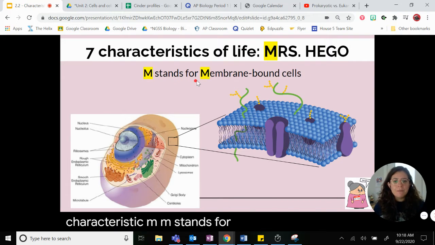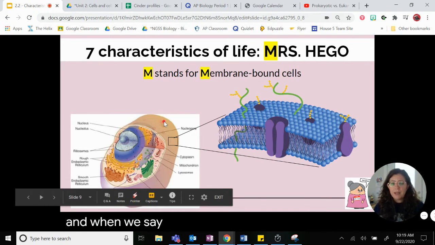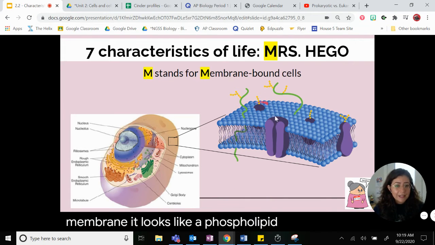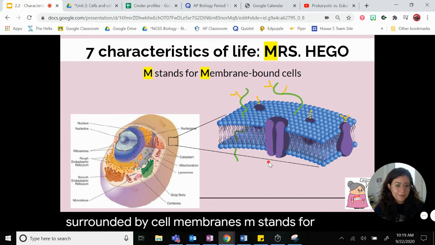M stands for membrane-bound cells. So remember, according to cell theory, all living things are made of cells. So this makes sense. Cells are just the basic unit of life. And when we say membrane-bound, that just means on the outside of every single cell, there is a cell membrane. And here's a zoomed-in picture of a cell membrane. It looks like a phospholipid bilayer with some other stuff inserted into it. So this is a characteristic of life. All life is made of cells, which are surrounded by cell membranes. That's what M stands for.